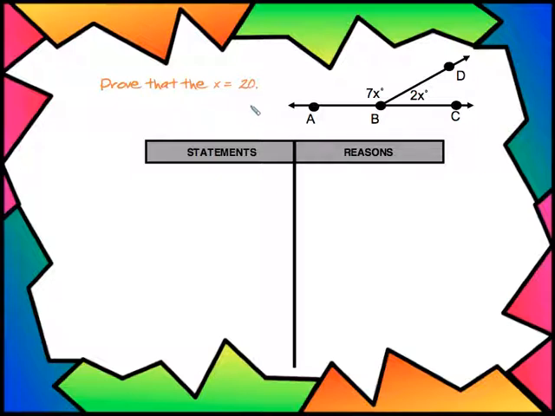Okay, so we have a linear pair. So the measure of angle ABD plus the measure of angle DBC equals 180. And that's because linear pairs are supplementary.